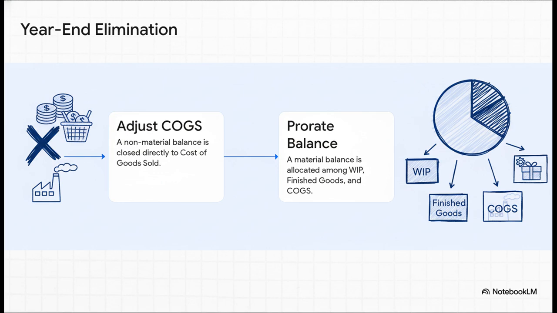Accounting principles provide two primary methods for eliminating this balance. If the variance is non-material, meaning it's too small to influence a user's decision, it's typically closed directly to cost of goods sold. However, if the balance is material, the proper procedure is to allocate it proportionally among the accounts where the overhead resides: work in process, finished goods, and cost of goods sold.